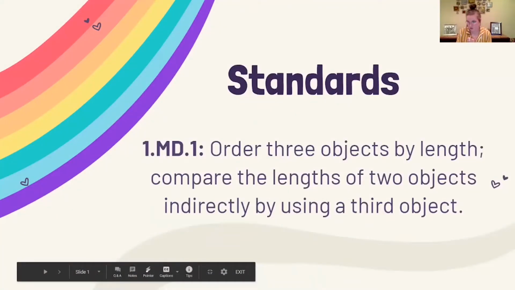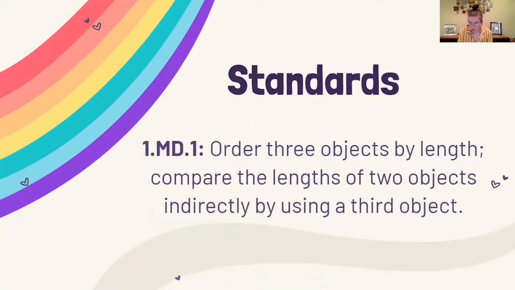So I got one standard for you today, and it's a brand new one. So get ready, get excited. Our only standard today is order 3 objects by length. Compare the lengths of 2 objects indirectly by using a third object. We haven't talked about this, which is leading into our lesson where we're going to be talking about measurement, how to accurately measure, comparing size, and so on and so forth. So let's go to our objectives.